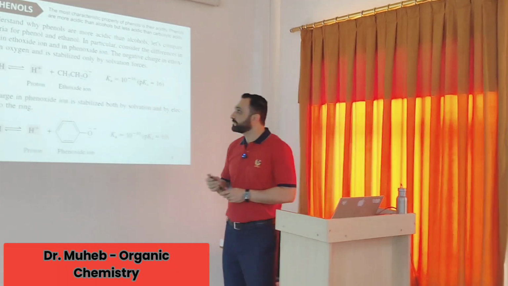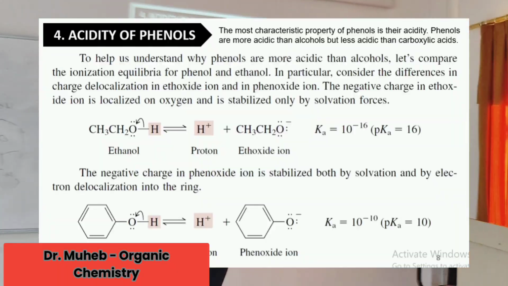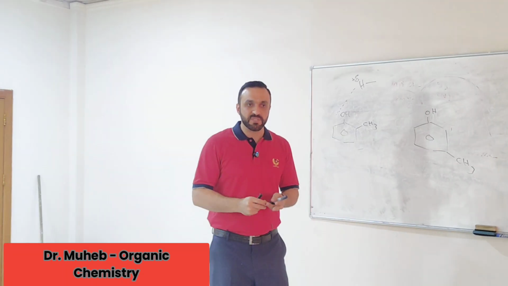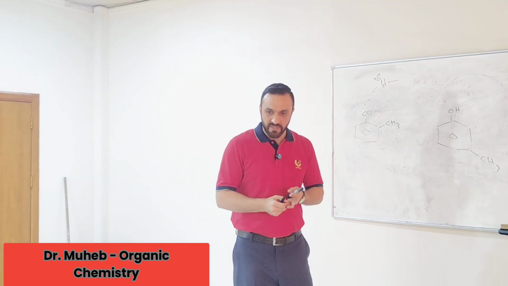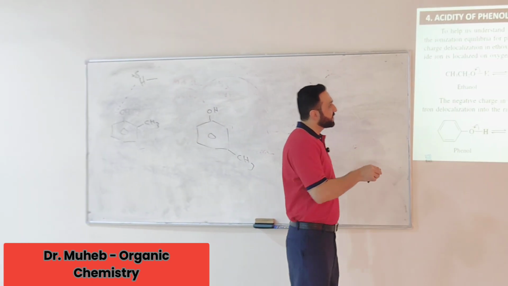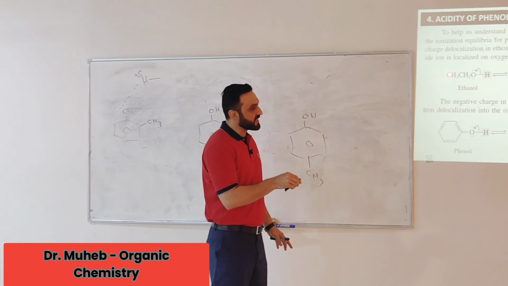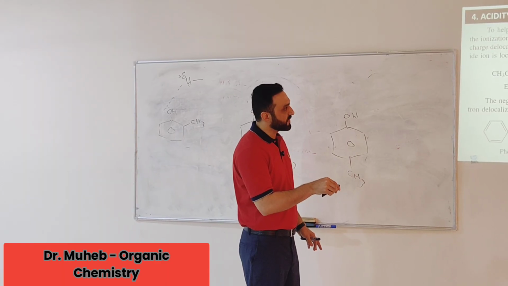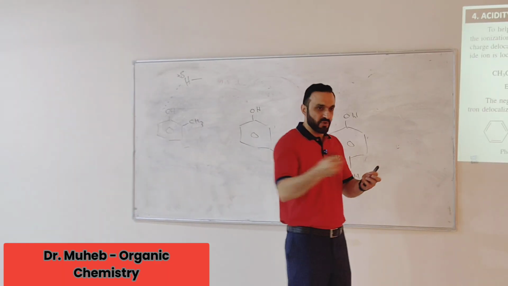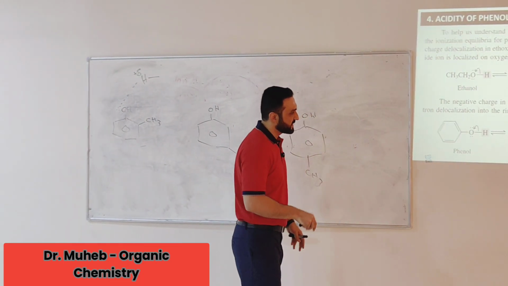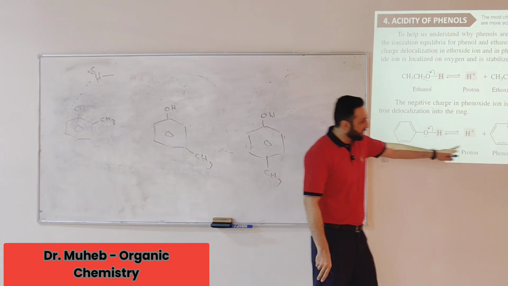So the acidity of phenol, as I explained for you before: phenol is more acidic than alcohol. Why? Because of the stability of what? Of the conjugate base. Look, this is the phenol. It will be converted to the conjugate base by reaction with a base, removing a proton to give you the conjugate base. This is the phenol, and this is the conjugate base.